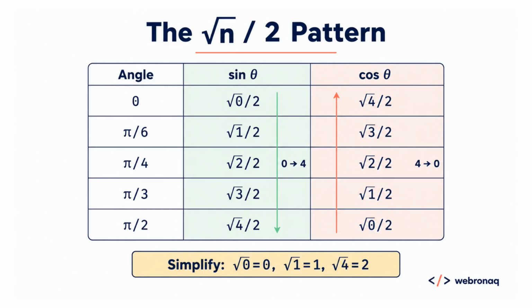Now simplify. Root 0 is 0. Root 1 is 1. Root 4 is 2. So you don't carry around weird square roots for those. They collapse into clean numbers. The middle 3, root 1, root 2, root 3, those stay as they are.